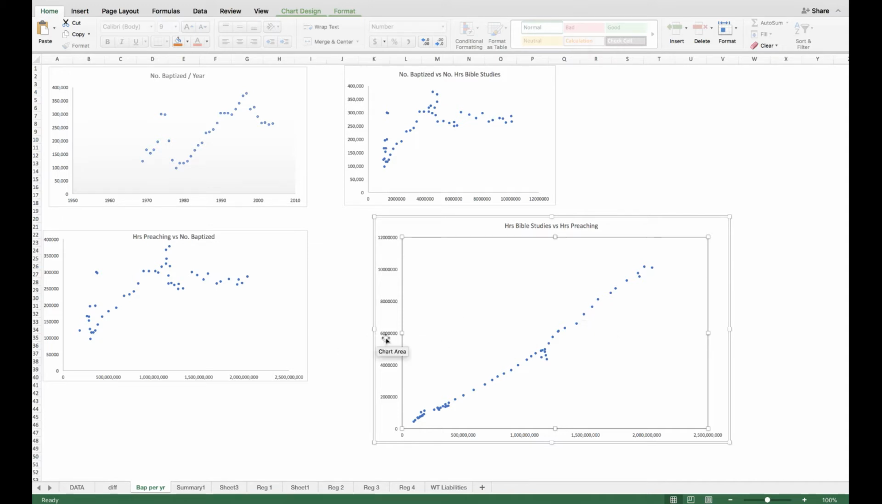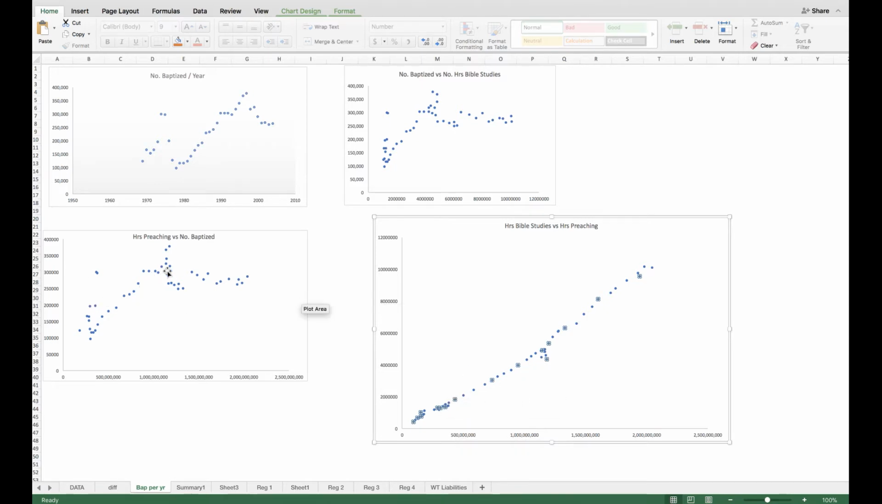There will be more Bible studies initiated, and that's what this line says: that 2,500,000,000 hours spent witnessing at the door leads to, you know, 10 million hours in Bible studies. But this darn line is too smooth. You would not think that it would be that tight. This is highly suspect.